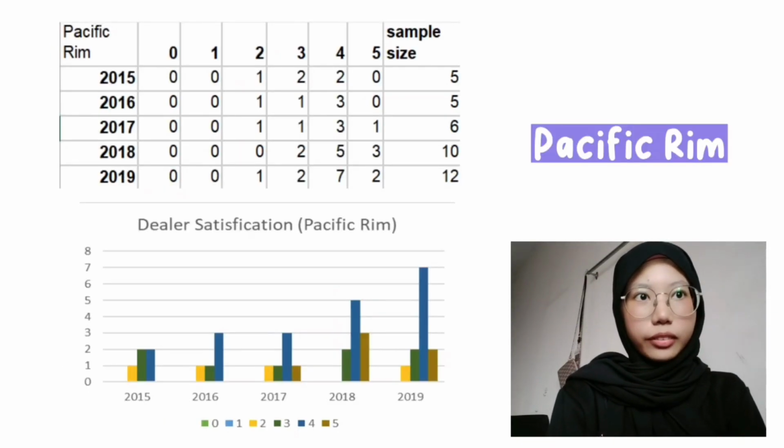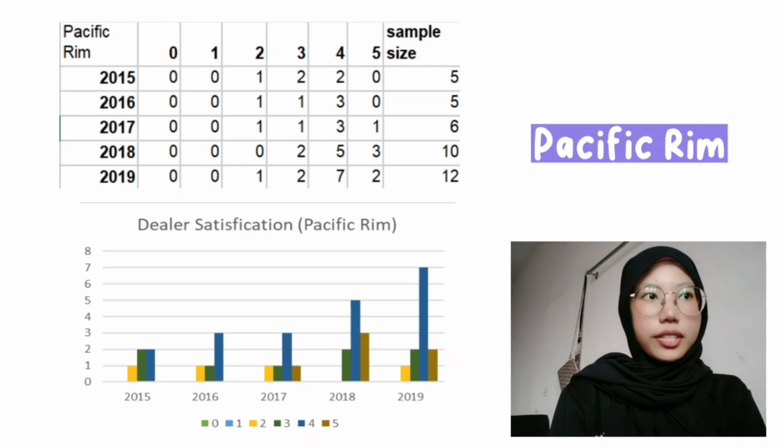Next is Pacific Rim. The database and line chart shows the dealer satisfaction survey scale from 2015 to 2019. In 2019, it has the highest dealer satisfaction, which is 7 in scale 4. Meanwhile, in scale 5, from 2015 to 2018, the dealer satisfaction keeps increasing and falls back in 2019.